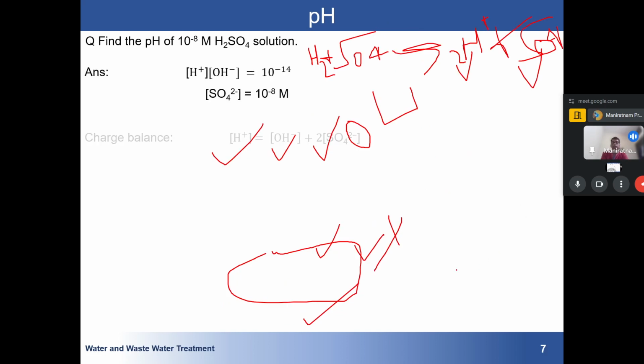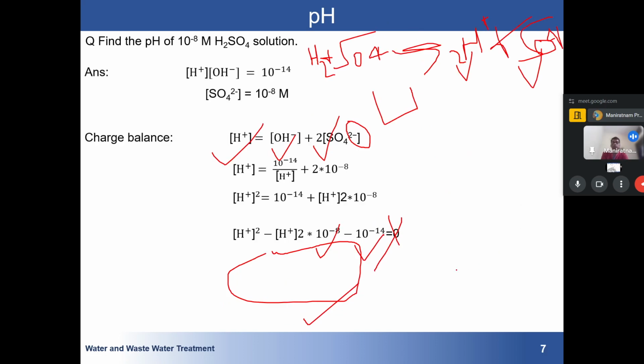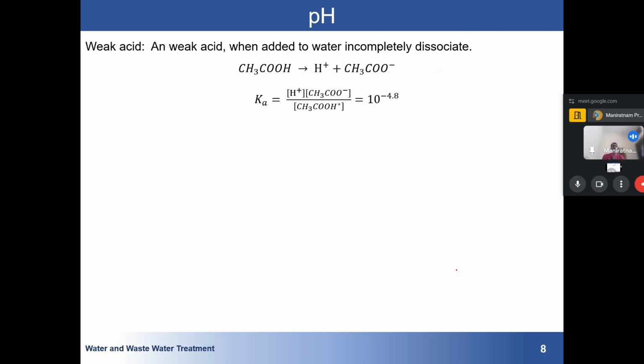So once I have done it, I will calculate the pH of the system, and the H plus comes out to be 1.05 into 10 to the power minus 7, and the pH comes out to be 6.97. Okay, so now these were all about strong acid. Now we define another type of acid, that is weak acid.